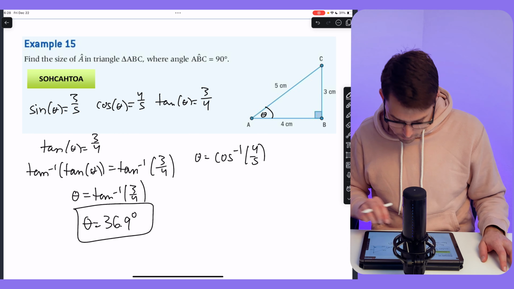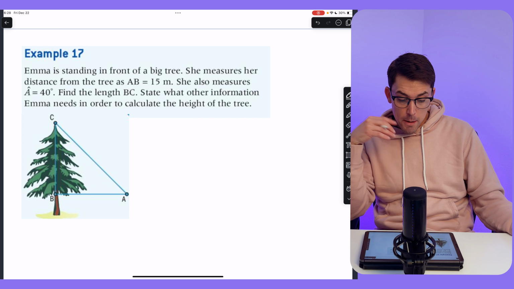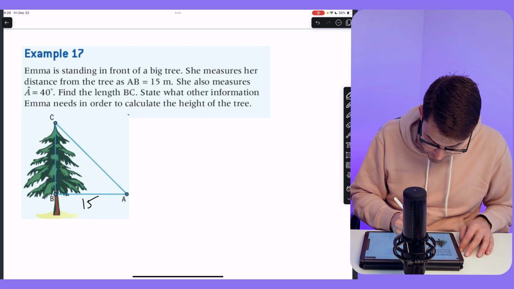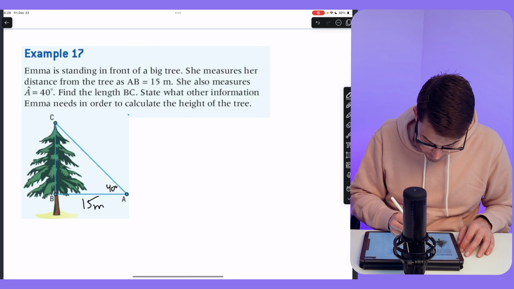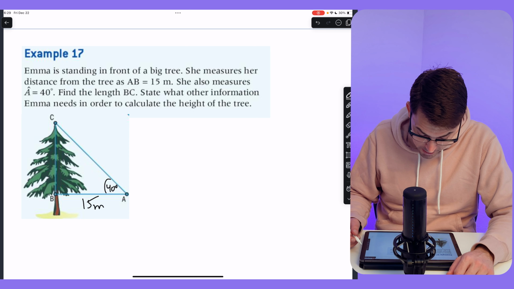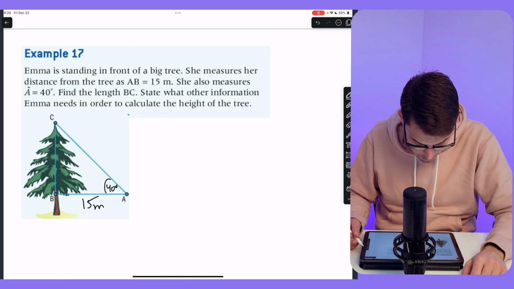Let's take a look at one more. All right, so now we have someone, Emma, who is standing in front of a really big tree. She's going to measure her distance from the tree as AB, and that's going to be 15 meters. She also finds that angle A is going to be 40 degrees. Now, what we want to know is BC, basically the height of the tree that's above her, starting where the bushes are.